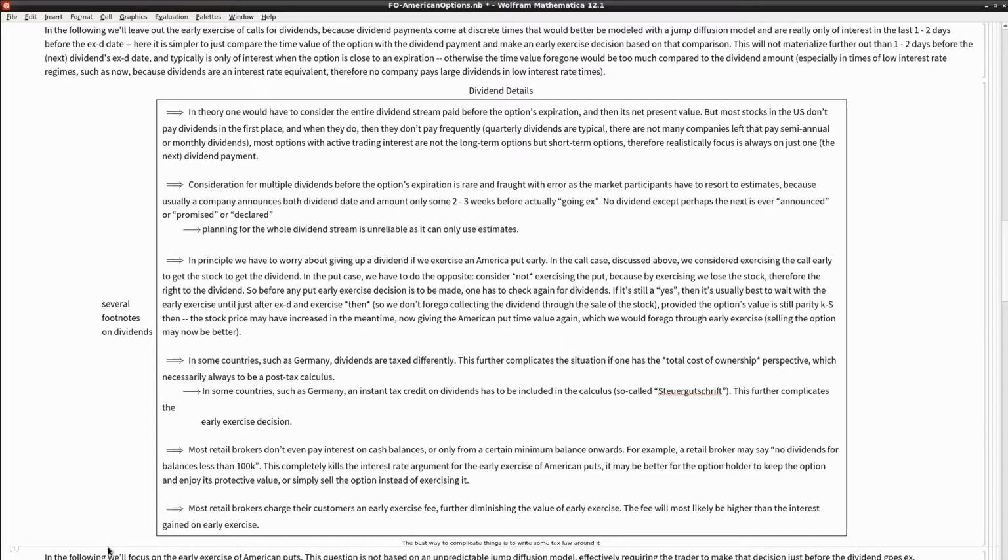For example, in Germany, there can be tax credits for dividends. Again, such as in Germany, they're called Steuergutschriften. And many retail brokers don't even pay you interest on cash balances. You get no interest. It's an interest-free account, or you only get interest from a certain minimum balance onwards.